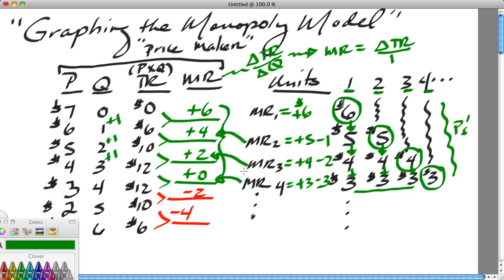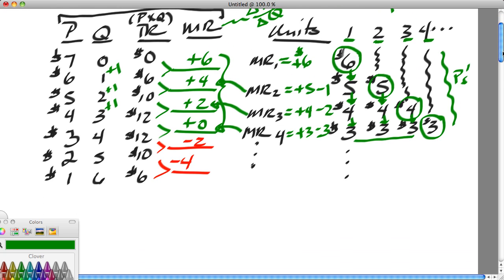So this is fascinating, at least I think it is, that you could actually produce units that produce no additional revenue for the firm or actually deduct revenue from the firm. And it's going to depend on the behavior of the demand curve. And in this model, this is the price making model. For the price maker, what we see here is price is greater than MR. Now, except for the first unit.